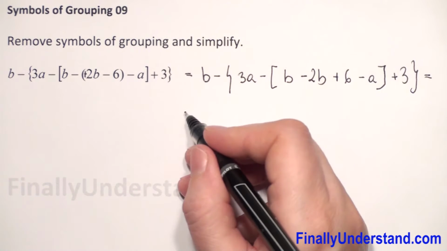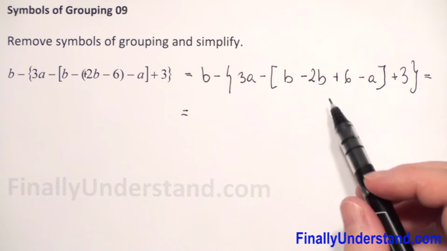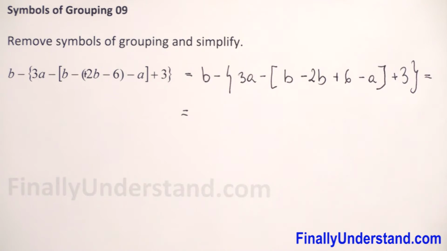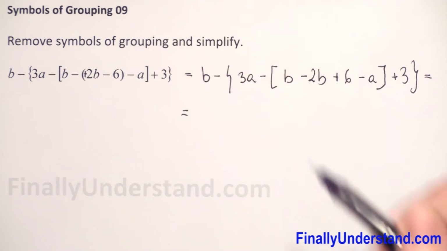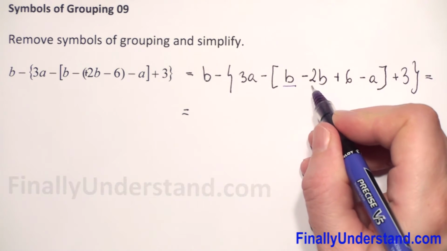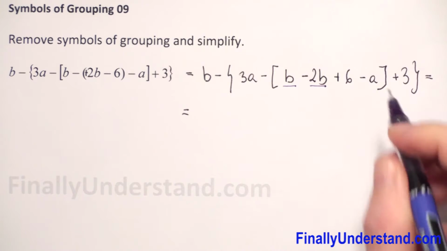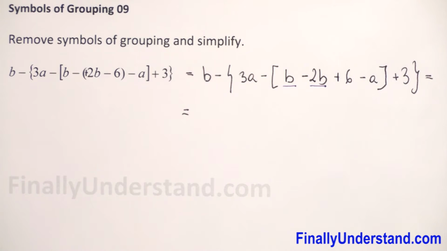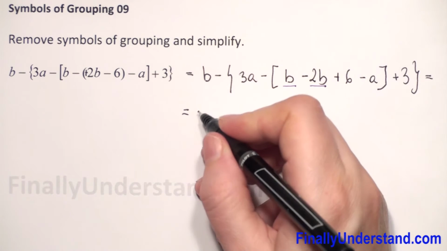Next, we have to copy negative a, close brackets, plus 3 close braces. So this is equal. Next, we have to go to the brackets and check if we have like terms. We have b and negative 2b, and we have 6 and negative a, so they are different. So the rest we have to copy.